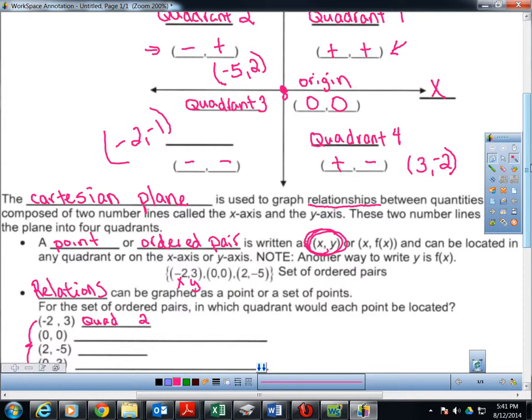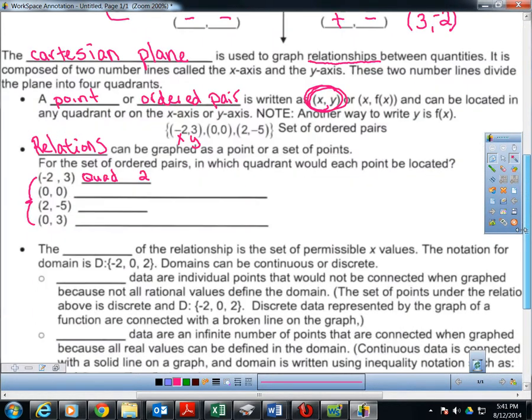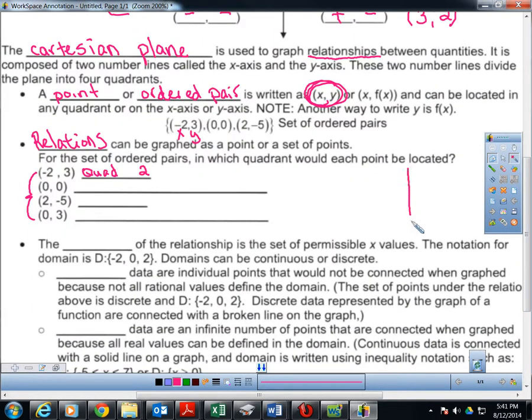Okay? The other way to do that is to sketch yourself a little graph. Draw yourself a little picture. If I was going to look and see where negative 2 was, if this is 0, 0, negative on your x-axis means you have to go to the left. So there's negative 1, there's negative 2, and then your y's would be up 3. So 1, 2, 3. So I need my point to be at negative 2, 3. So that's going to be in quadrant 2.